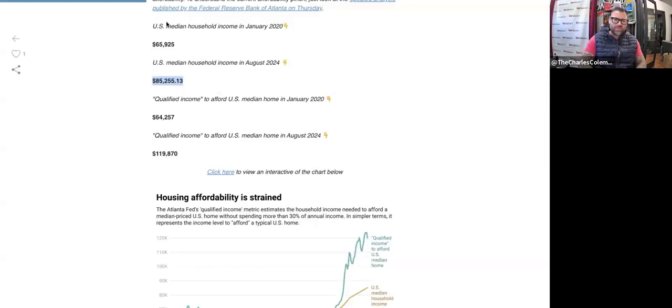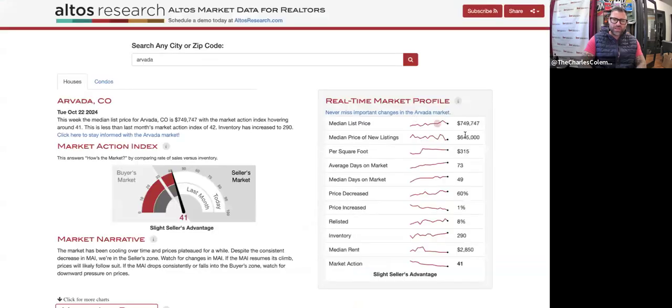So when we're talking about this in the beginning, and we're saying that for someone to have qualified income, they need $120,000. That's your 30%, right? You need to make $120,000, and we're at $749,000 right now. Is the median list price in Arvada?